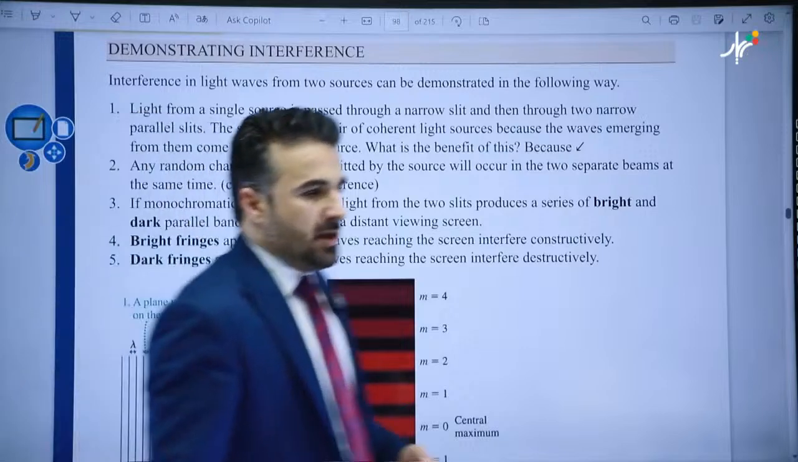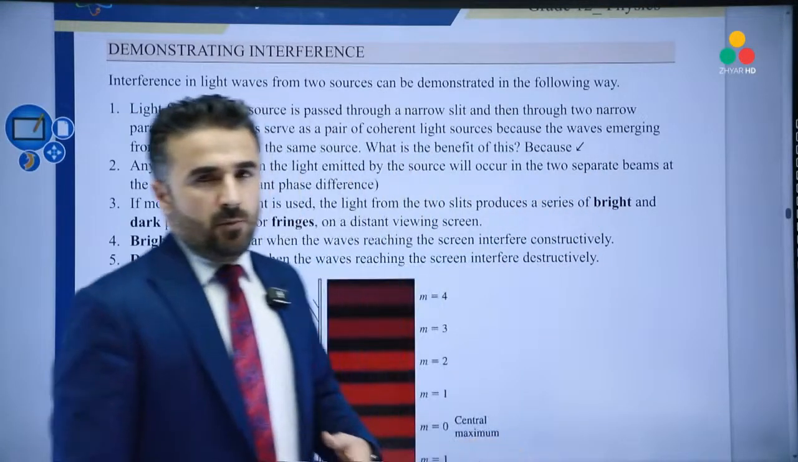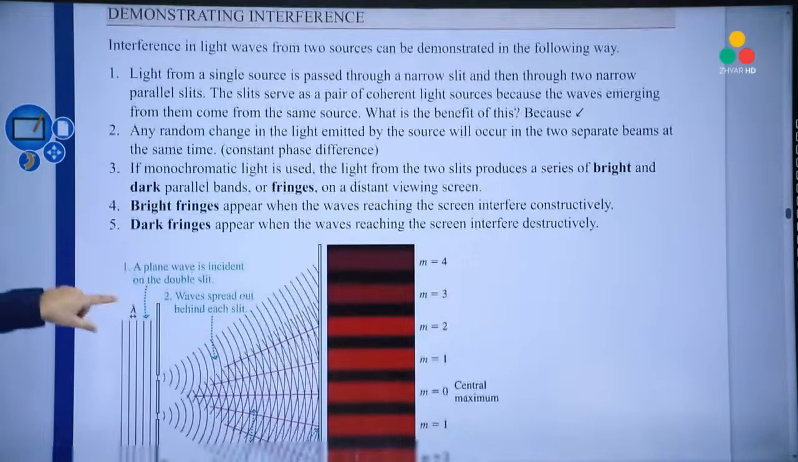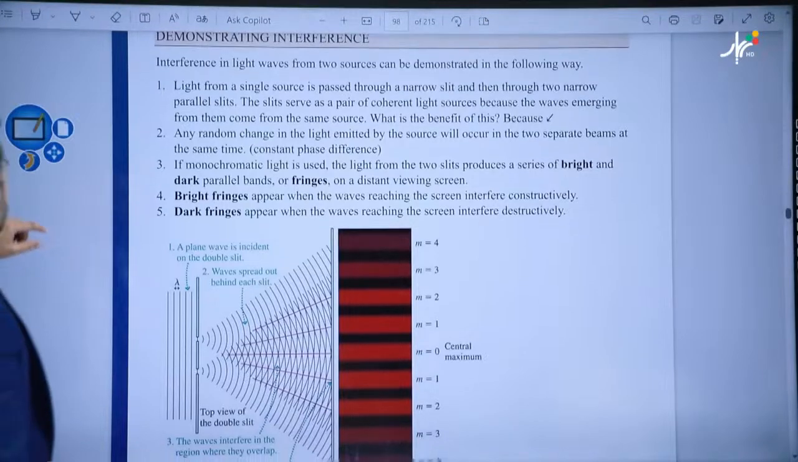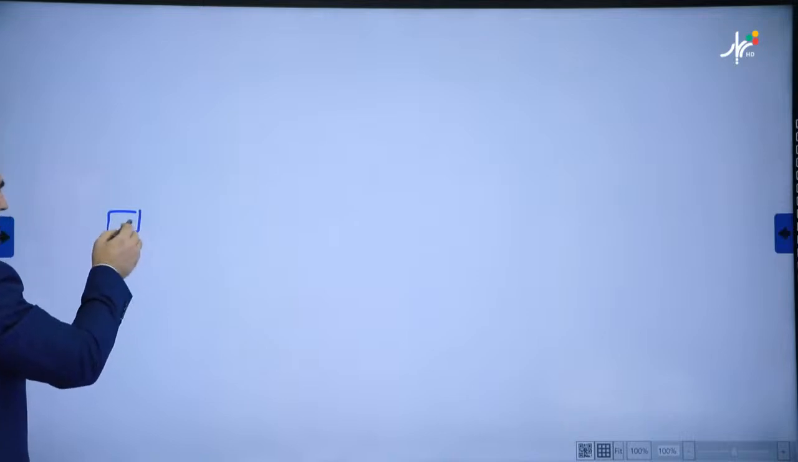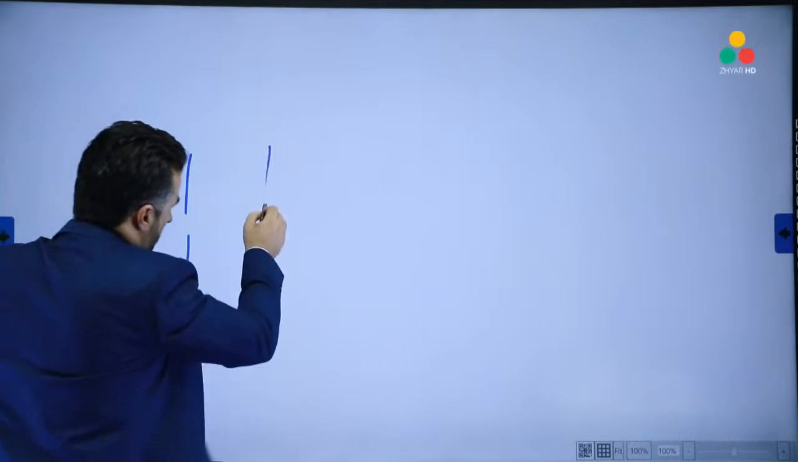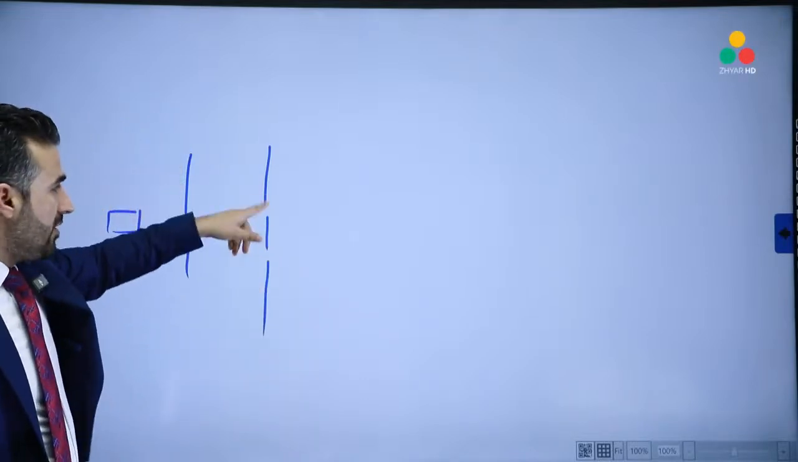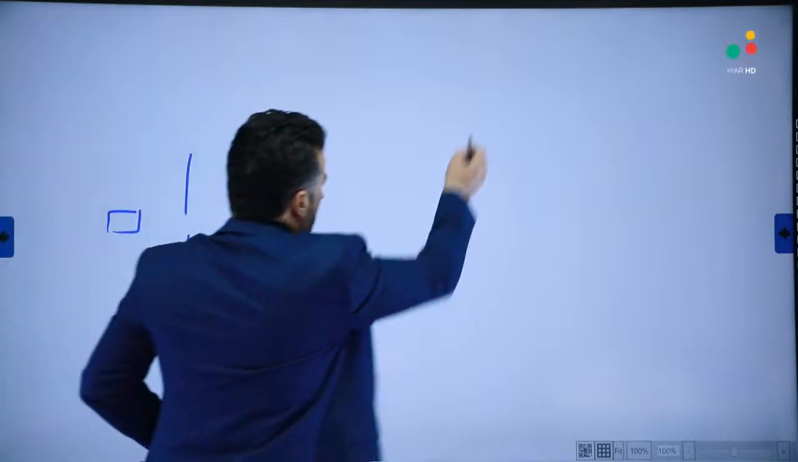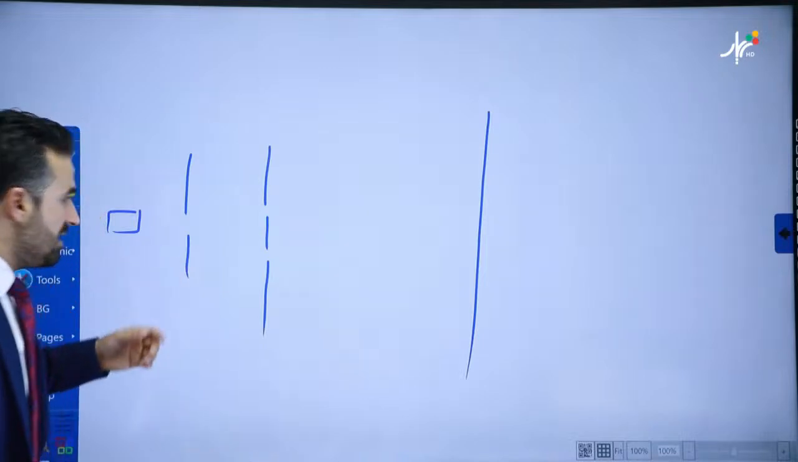Okay, so demonstrating interference. How do we represent or show interference on a screen? So these are the procedures that we can have, but first I'll show you what happens. Let's say this is how it works. We have a light, could be from a source, and then we will have one slit. Light from this slit is going to spread, and then after that it falls onto another barrier that has two gaps, and then here we have a screen. So what exactly happens here? Or why do we use this setup?